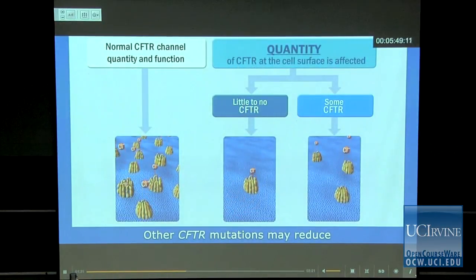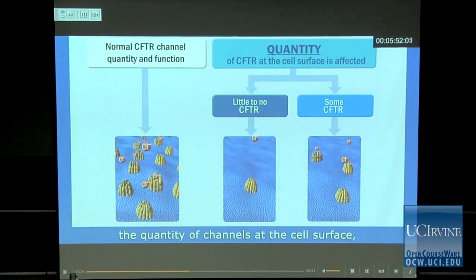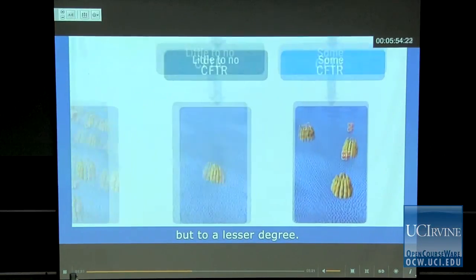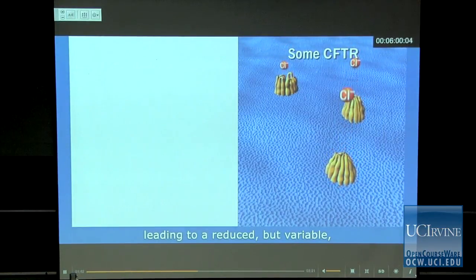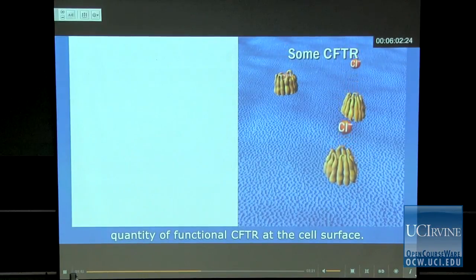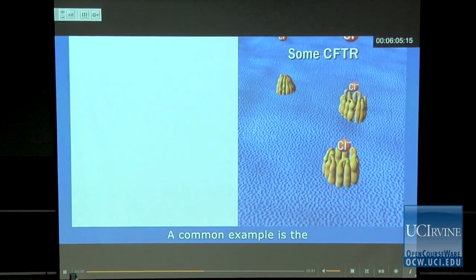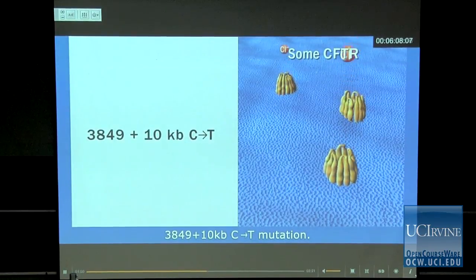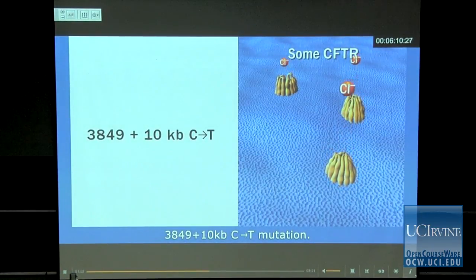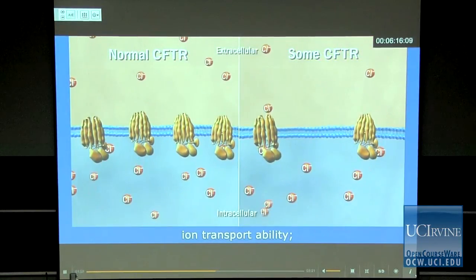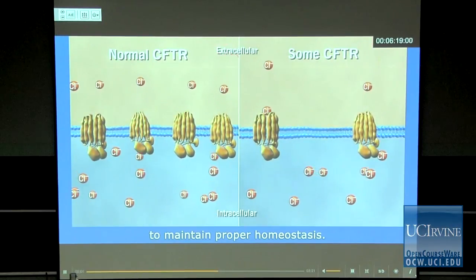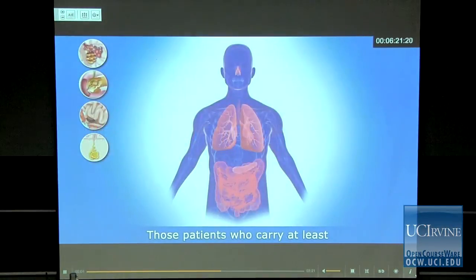Other CFTR mutations may reduce the quantity of channels at the cell surface, but to a lesser degree. Often, these mutations are the result of errors in RNA splicing, leading to a reduced but variable quantity of functional CFTR at the cell surface. A common example is the 3849 plus 10 kb C to T mutation. Generally, such mutations are associated with some residual ion transport ability. However, it is not sufficient to maintain proper homeostasis. Those patients who carry at least one such mutation may have a more moderate CF phenotype and are more likely to be pancreatic sufficient.